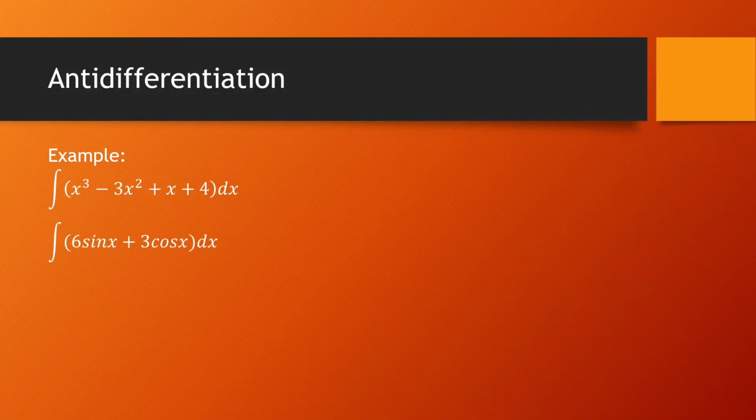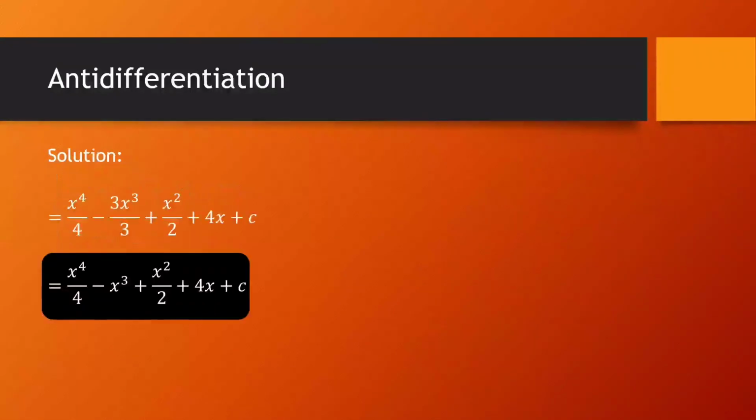So we have two examples here that we need to answer. First, we have to find the integral of x cubed minus 3x squared plus 4 plus x. Secondly, we have to find the integral of 6 sine x plus 3 cosine x.